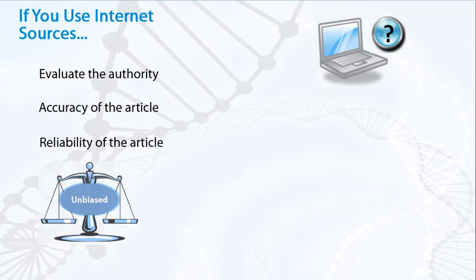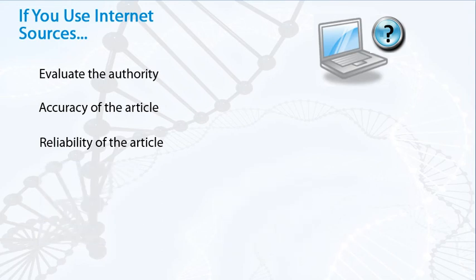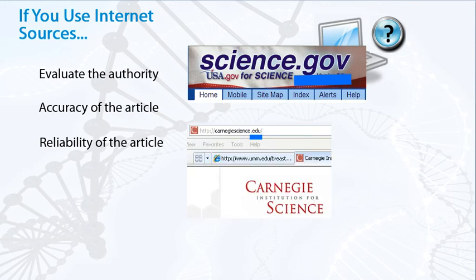Reliable sources should be unbiased. That means they don't advocate a single point of view, and they should also not be trying to sell you a product. If you do decide to use a website in your research, try to use websites that end with .gov or .edu.